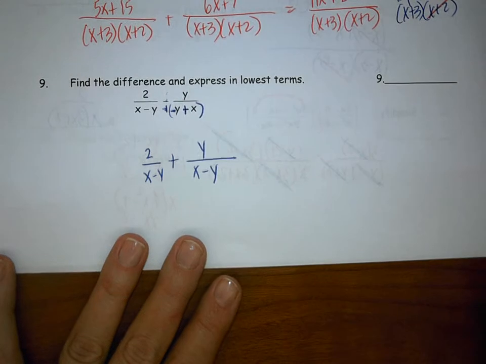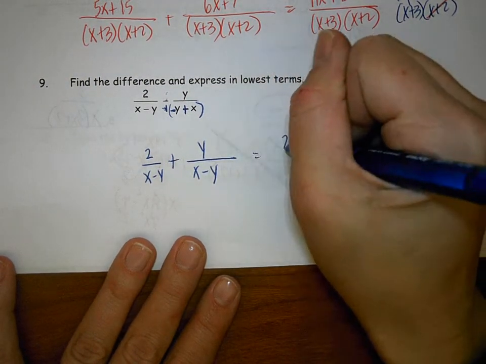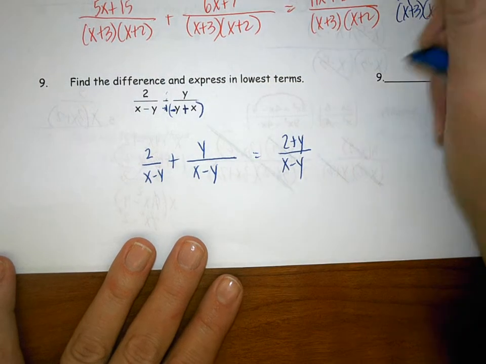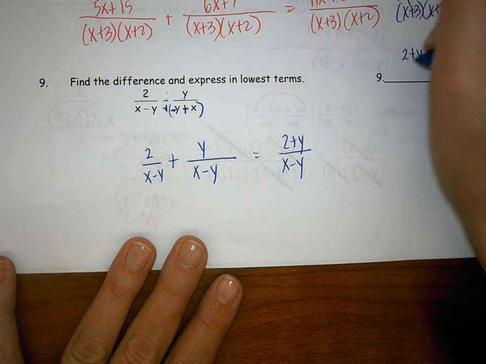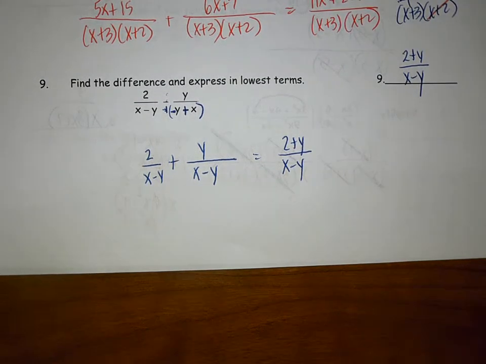So now I can add them, right? Now that they have common denominators. So we get 2 plus y over x minus y. Can I cancel anything? Nope, so that's my answer. Okay, next page.